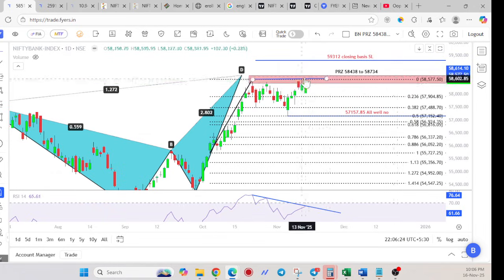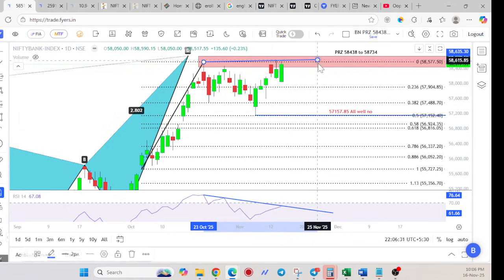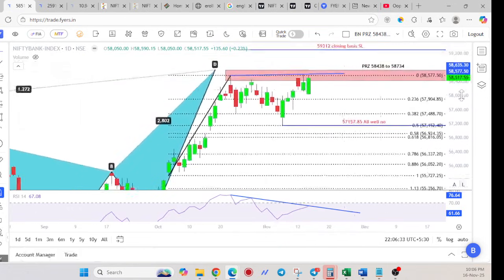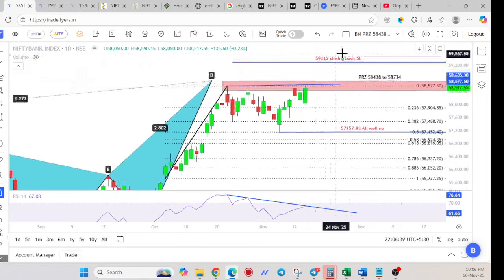So, and you can see that blue color line as the trend line resistance also, right? So 58,734, till that there is a PRZ, and the stop loss for this is 59,312.